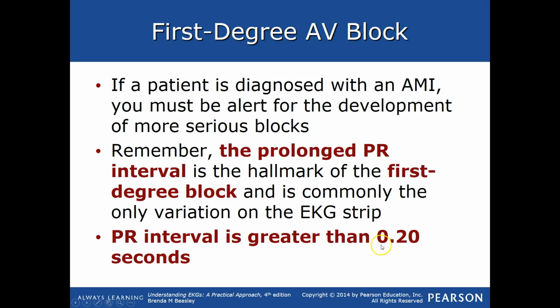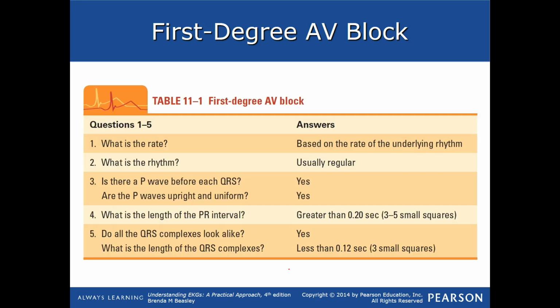So the PR interval is greater than 0.20 seconds. Remember, it was 0.12 to 0.2 is our normal, within normal limits for a PR interval. The rate, based on the rate of the underlying rhythm, is usually not affected. The rhythm should be regular. There should be a P wave before each and every QRS. They should be upright and uniform. And once again, here is our difference.